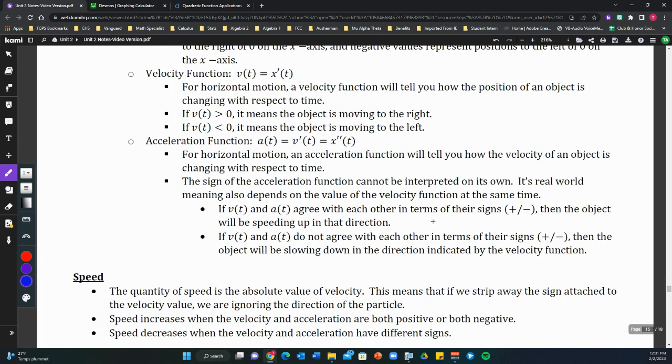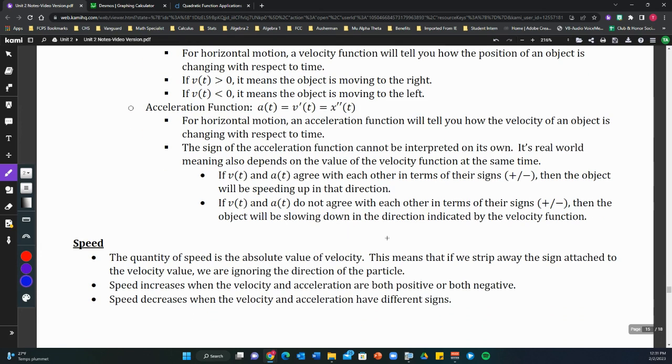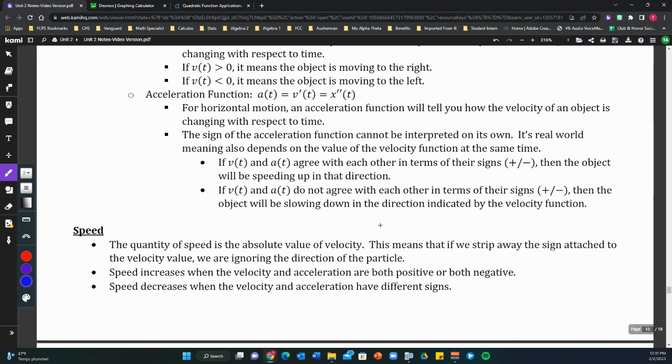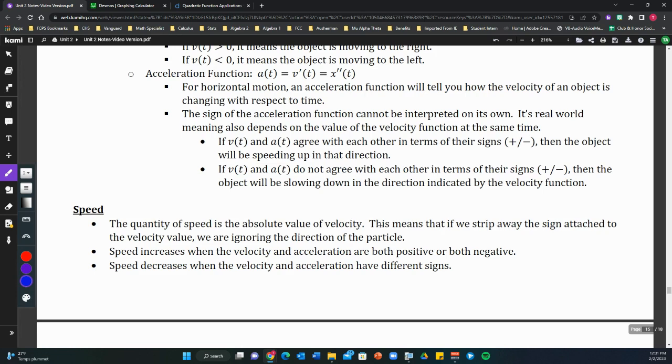So for horizontal motion, acceleration is still going to be that same thing. It's the change in velocity. So it's telling us how the velocity is changing with respect to time. And we actually have the exact same rules about whether the particle or the object is going to be speeding up or slowing down. It's still all relevant to the sign of velocity and acceleration and how they compare to one another. So that part's going to be the same whether it's vertical or horizontal.